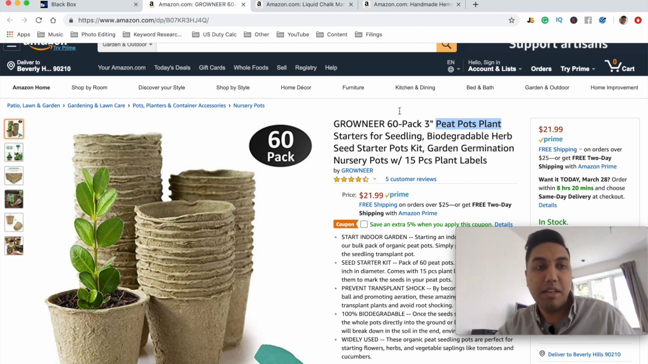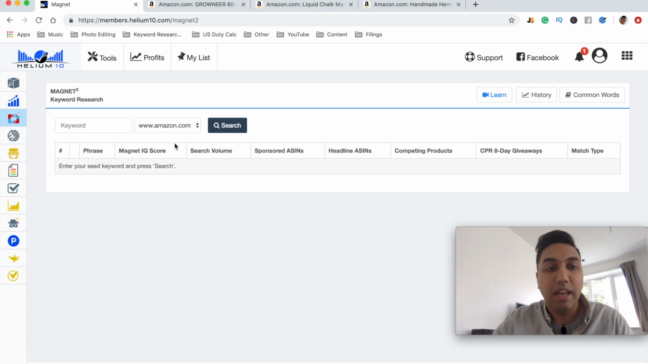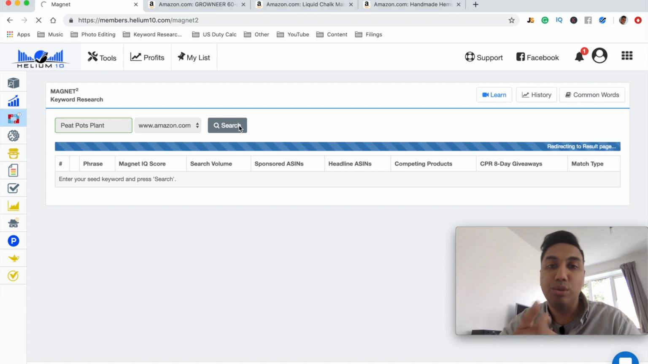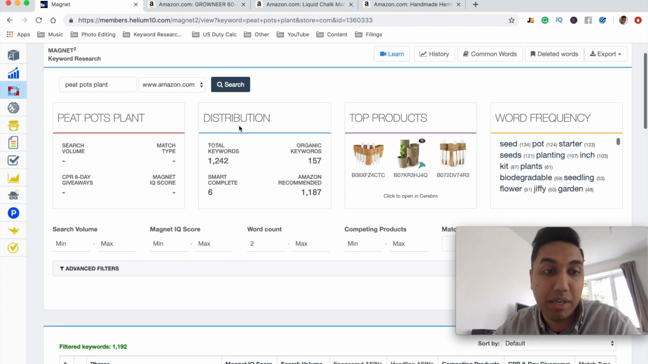Let's try this first. We'll head over to Helium 10 and go to Magnet, which is the keyword research tool. All we would do is copy and paste that keyword here, hit the search button, and try and find the most broad keyword that we want to use that is of low competition. Now, I've taught this in my last video. If you want to check that, I'll link that below as well.